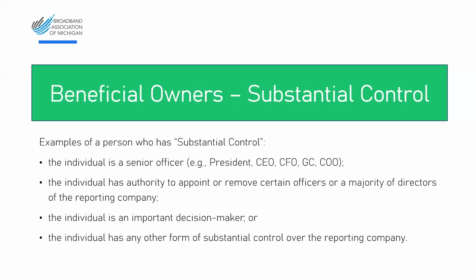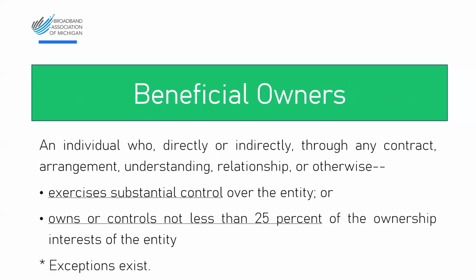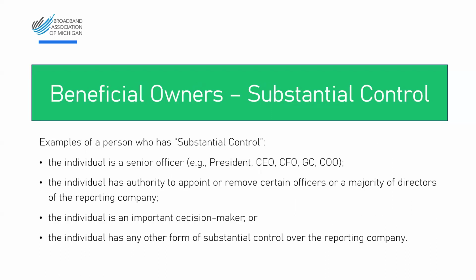Okay, let's talk about what it means to have substantial control. You'll recall this is the second way that a person could be considered to be a beneficial owner, the first being if you're a 25% owner. So back here on this slide, this is the information you have to report about beneficial owners and company applicants. We covered the 25% ownership requirement. So now we're going to talk about the substantial control requirement. The statute does not define substantial control, but it does come from the regulations. And I've listed out the main ingredients for what it means to be a person who has substantial control over an entity, such that they would have to be reported as a beneficial owner.